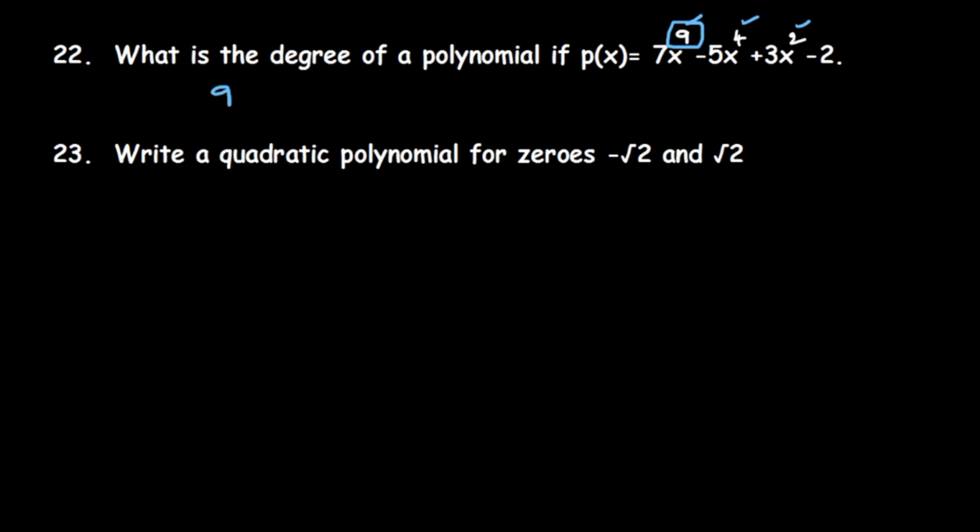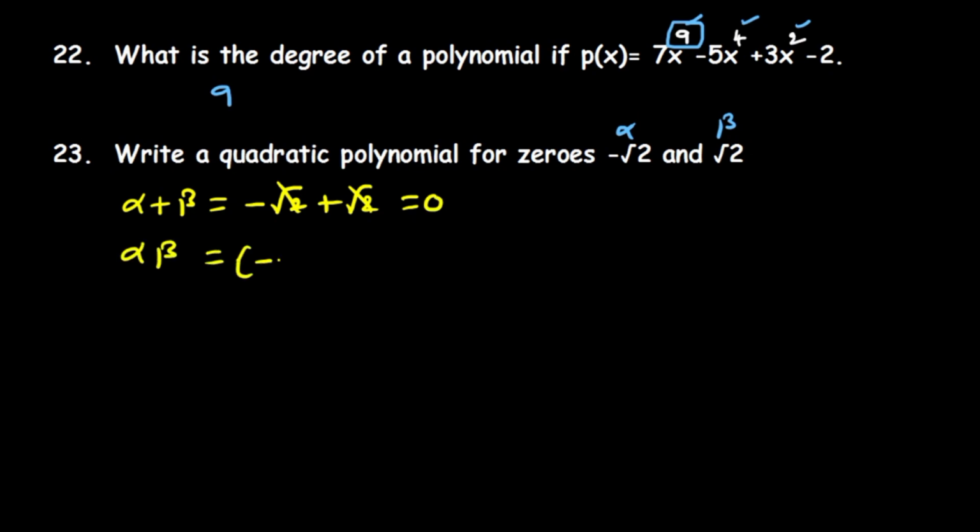The next question: write the quadratic polynomial whose zeros are given. Again the zeros concept here. So zeros are given, what do you take here? Alpha and this is beta. Now I am going to write alpha plus beta. This alpha plus beta is minus root 2 plus root 2, and plus root 2 minus root 2 get cancelled, 0. Next alpha into beta, this is called the product of the zeros. This is minus root 2 into plus root 2, we get minus root 2 times root 2, 2 twos are 4, minus root 4, that is minus 2. So this is alpha into beta.